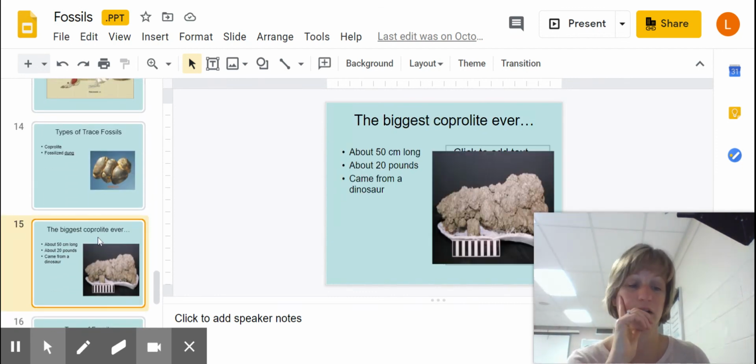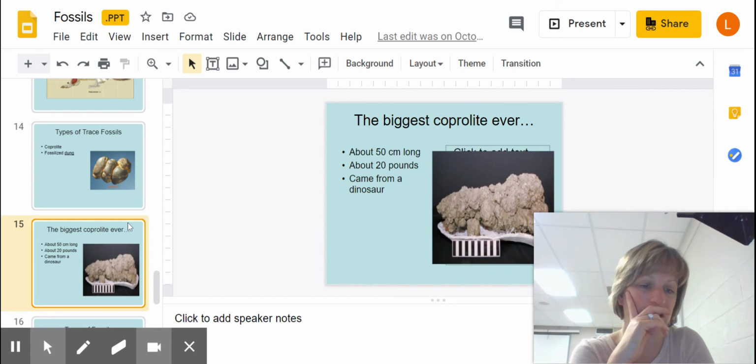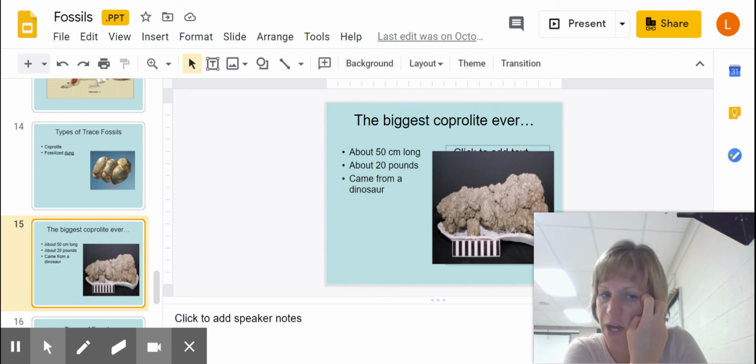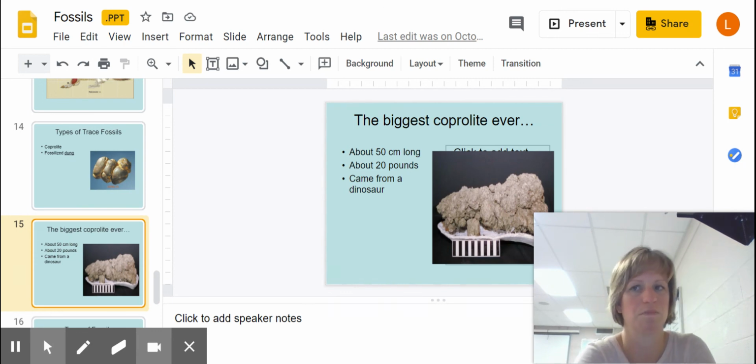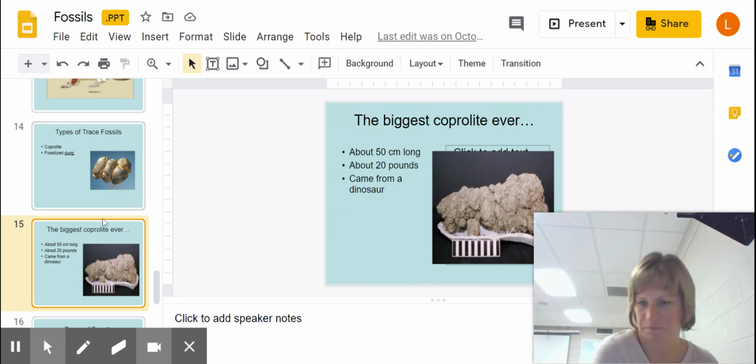Now, this is kind of crazy. I Googled the biggest coprolite ever, a coprolite that was 50 centimeters long and about 20 pounds. 20 pounds would be like 4 bags of sugar. And I know that it came from a dinosaur.